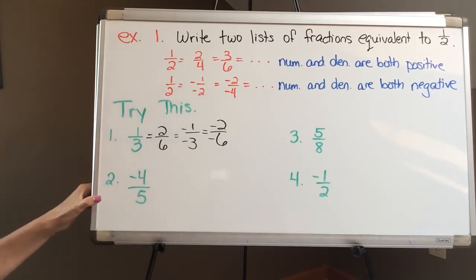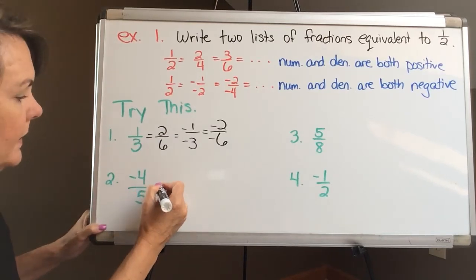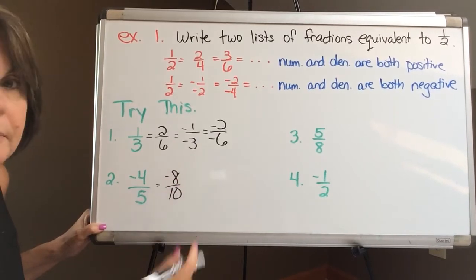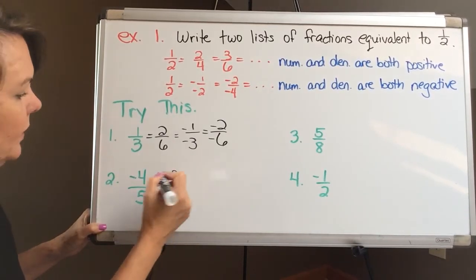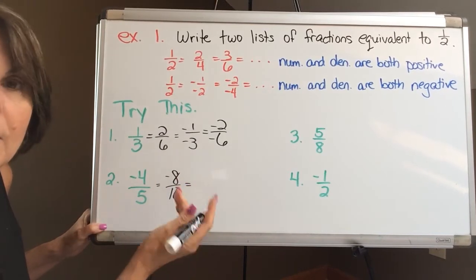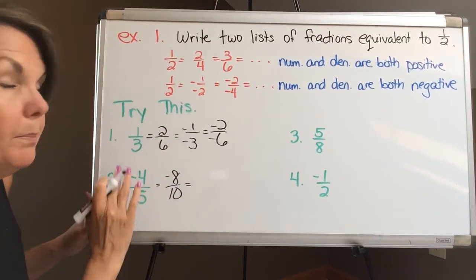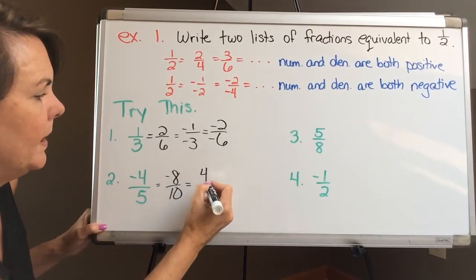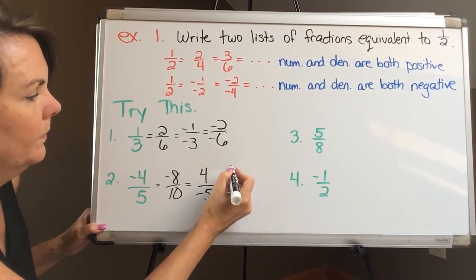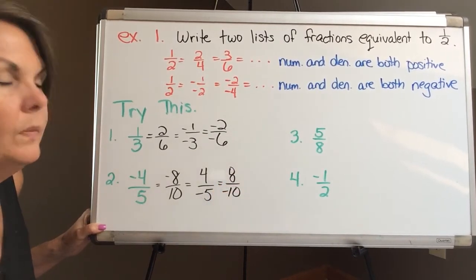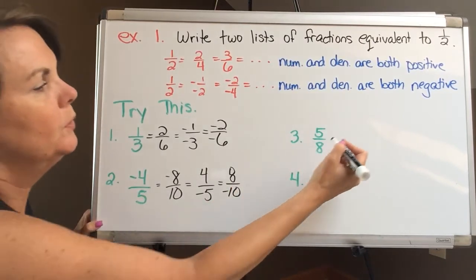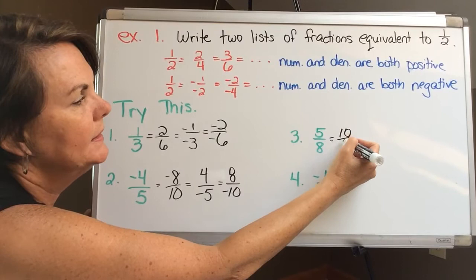What about number 2, -4/5? Well, I could say, if I multiply them both by 2, -8 over 10. Now here's where it gets a little bit tricky. I can take that negative and put it down here, because technically what I'm doing is multiplying them both by -1, which would make that positive and that negative. I could also make this that. Look at number 3. 5/8, well, of course, 10/16.